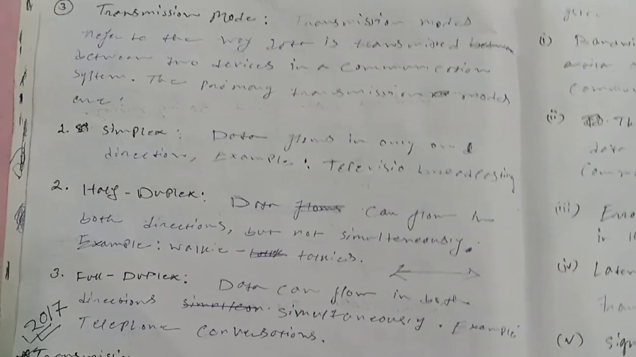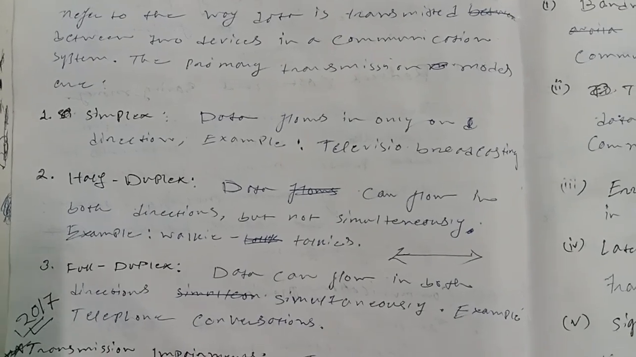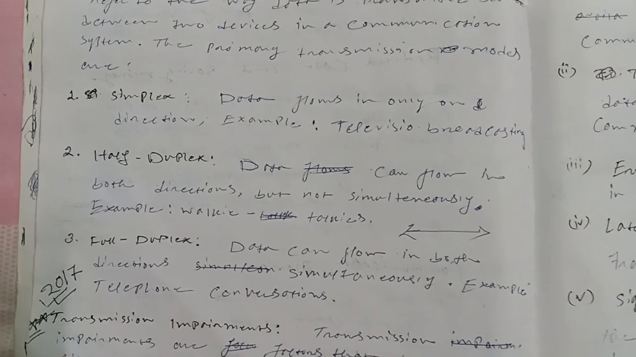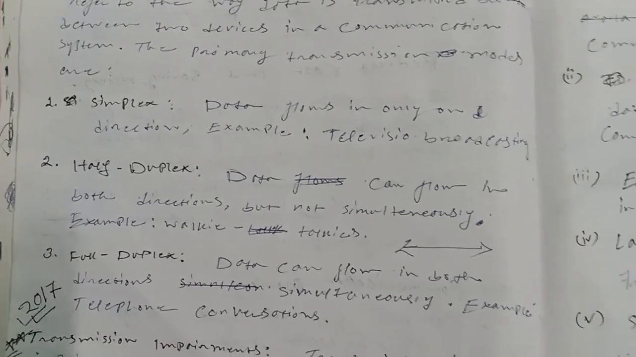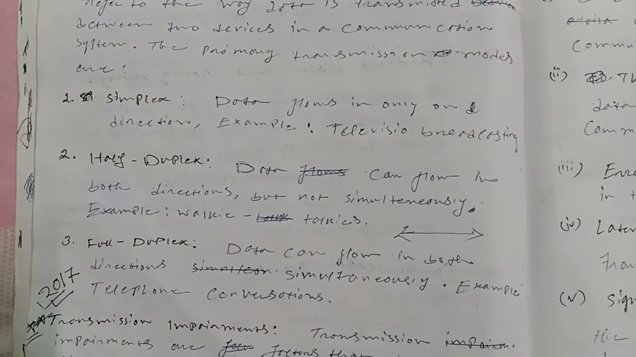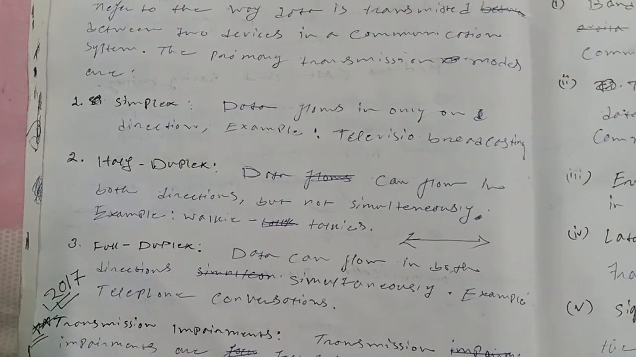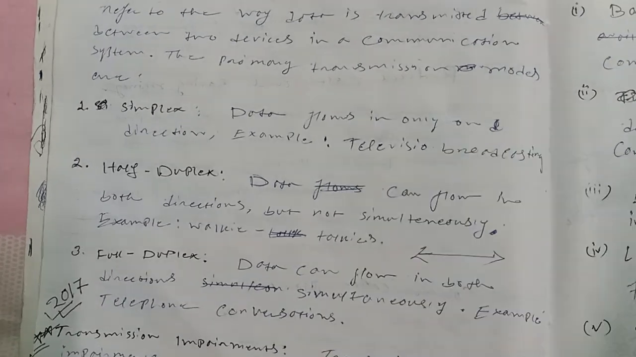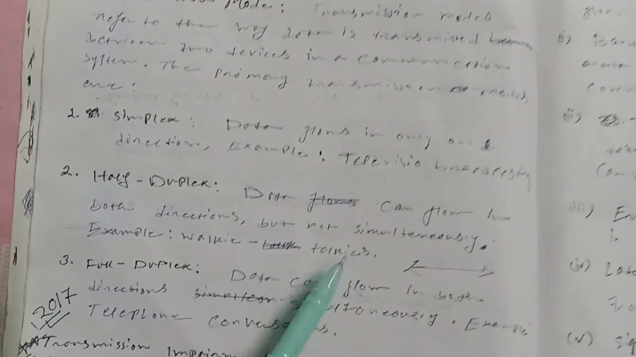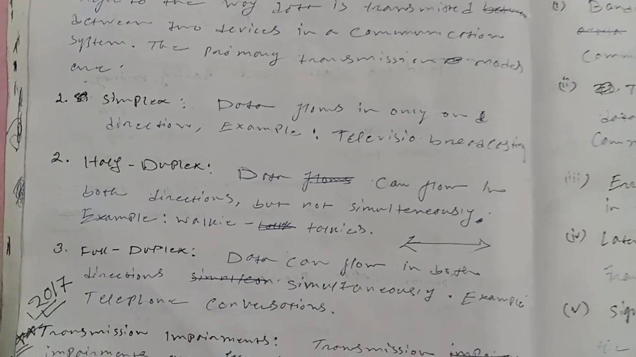You may have seen in walkie-talkies that when one person is telling something, the other person cannot say anything. He has to listen to what the one person says, and when that person is finished, he says over, and the other person understands that the first person is done and it's time for him or her to talk. So this is half-duplex transmission. Data can flow in both directions, not simultaneously.